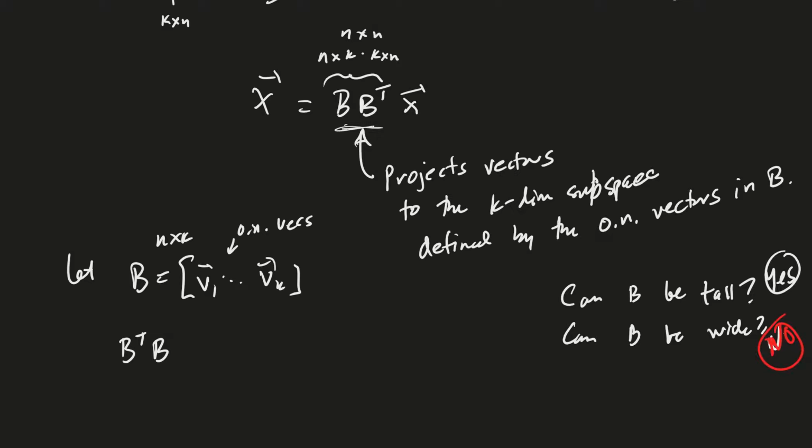Why can't it be wide? Because then the columns would not be linearly independent, right? A wide matrix always has columns that are linearly dependent. So therefore this B is always going to be a tall matrix or square. And so what is B transpose B? Is it the small k by k? It's k by k. I just gave it away. This is k by k, and so think of it as the small square matrix.